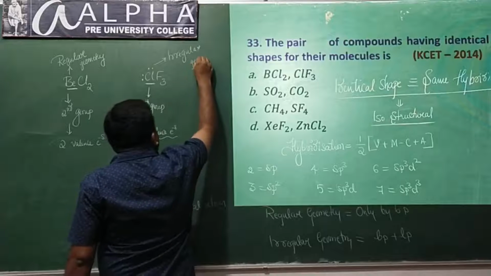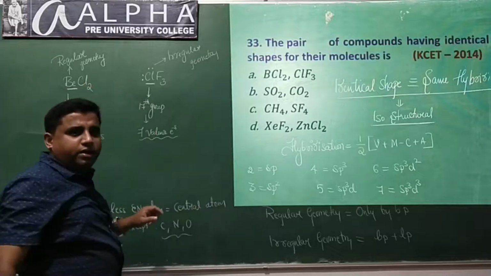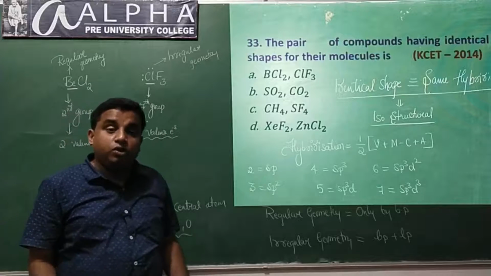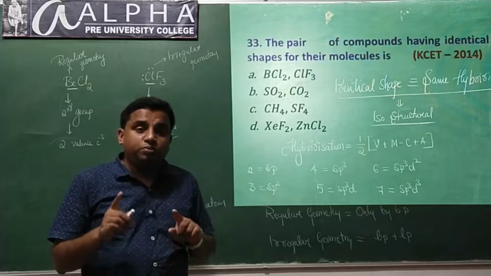So one is regular geometry and the other one is irregular geometry. Even if they have the same hybridization, will they have the same shape? No, they cannot have the same shape. The geometry has to be the same.